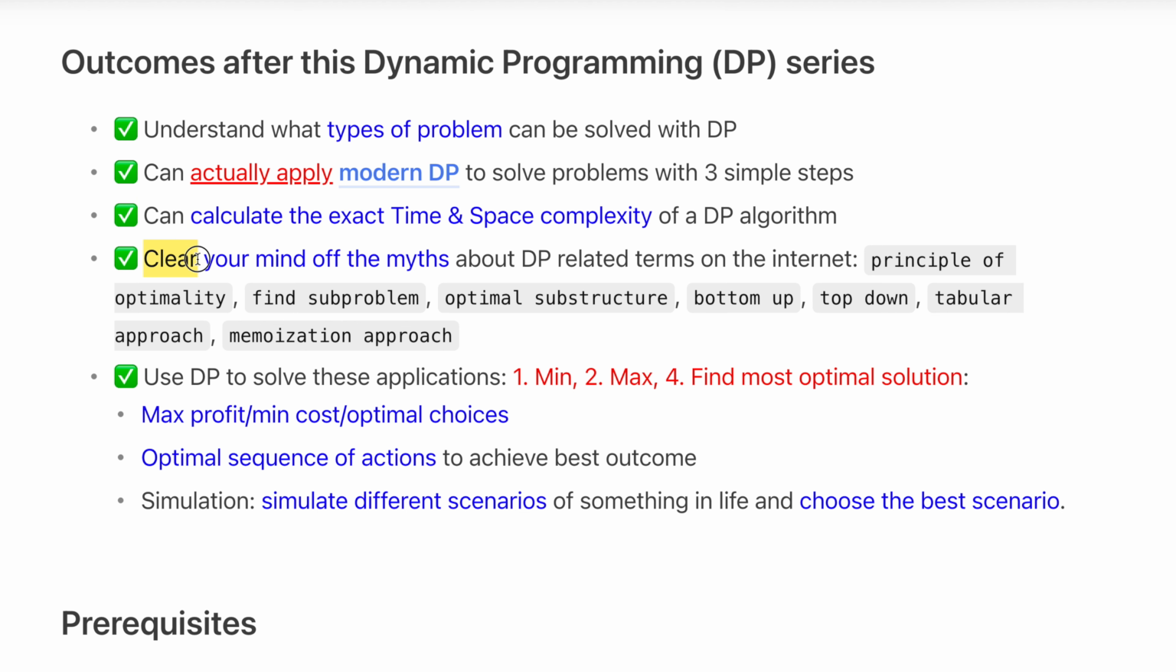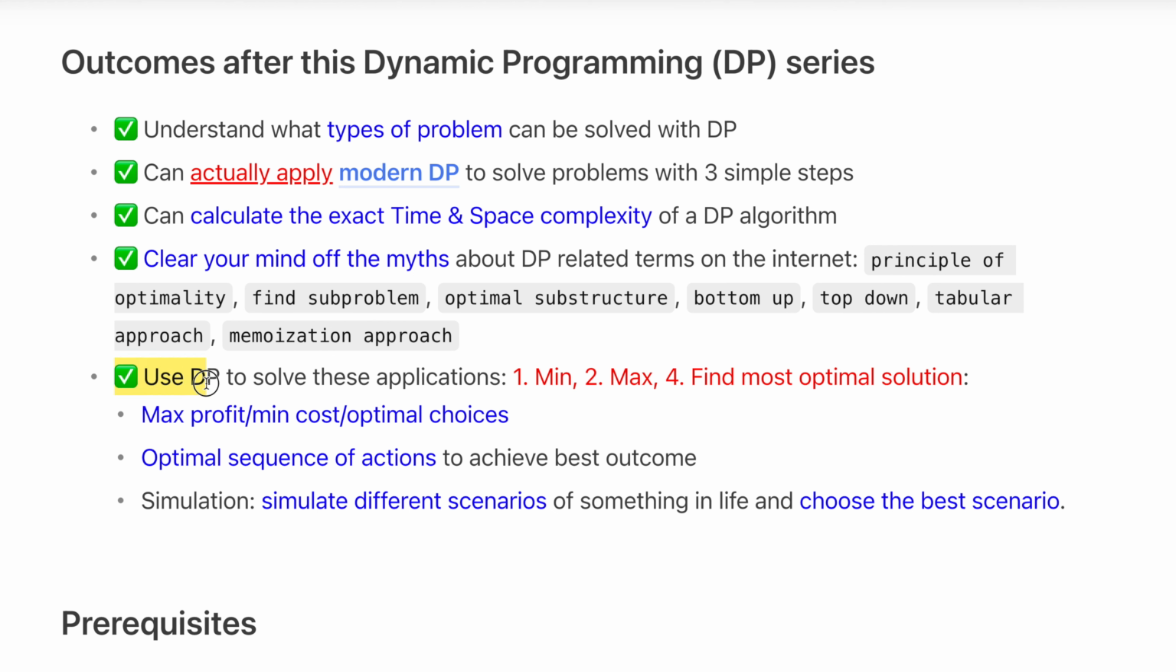You'll also be able to clear your mind of the myths about dynamic programming related terms that you have heard on the internet. Terms like principle of optimality, finding subproblems, optimal substructure, bottom-up, top-down, tabular approach, or tabular method, or memoization approach, also called memoization method. A lot of terms on the internet that you may not understand. And after this, you're going to be able to clear your mind and understand what they really mean.